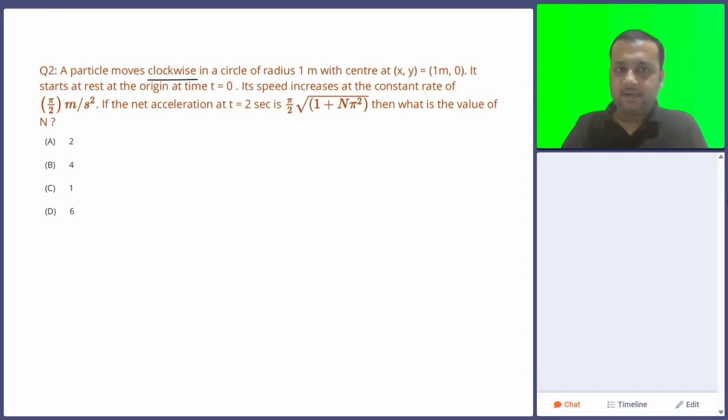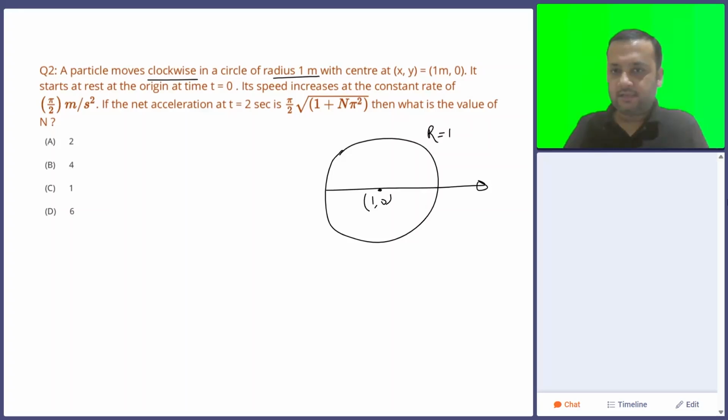Here, a particle is moving in a clockwise direction in a circle of radius 1 meter. The center of the circle is at the location 1, 0. If you consider this to be the x-axis and this the y-axis, then this point will be the origin.